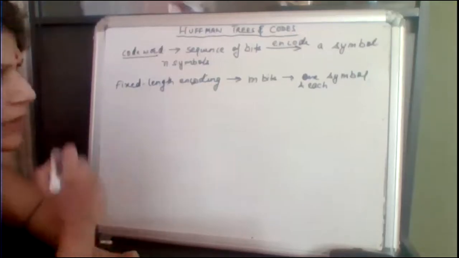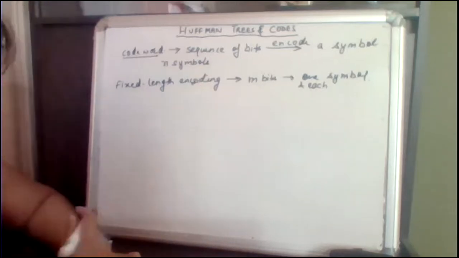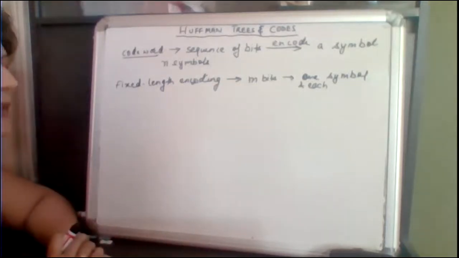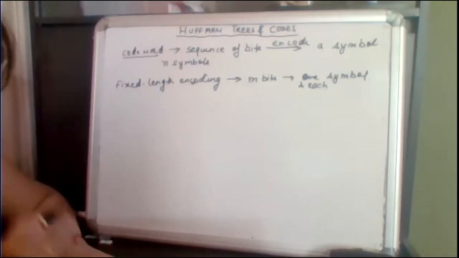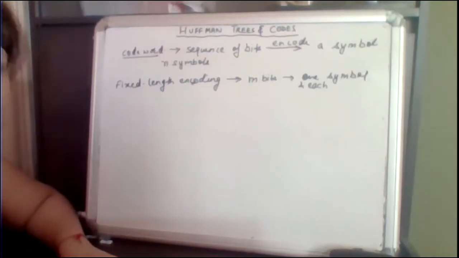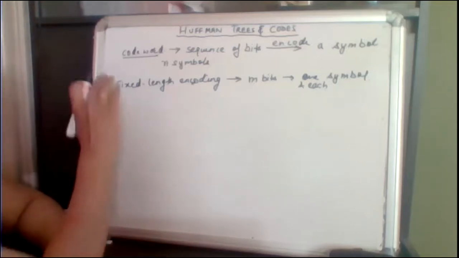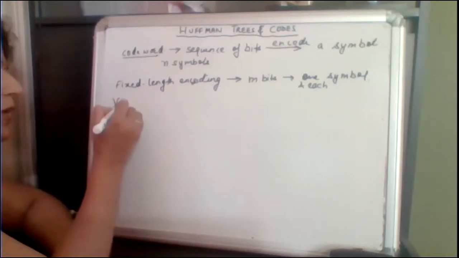So for the fixed length encoding, each of the symbols will be encoded with m number of bits. In this case, if there are certain symbols that are frequently occurring, for them also we are going to use m bits. For those symbols which are occurring rarely, we are also using m bits. So to have a more efficient code, that means a smaller length code, we have variable length encoding.